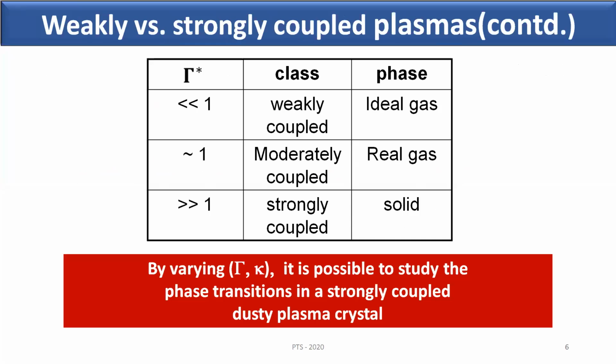When gamma star is much less than 1, the system is classified as a weakly coupled system, and such a system can be idealized as an ideal gas. Whereas when gamma star is of the order of 1, it is said to be a moderately coupled system, and it can be realized like real gases. When gamma star is much greater than 1, the system is strongly coupled and behaves like solid-state matter. In this way, by varying gamma and kappa, we can study the whole phases of these dusty plasmas, right from the ideal gas to the solid-state regime.